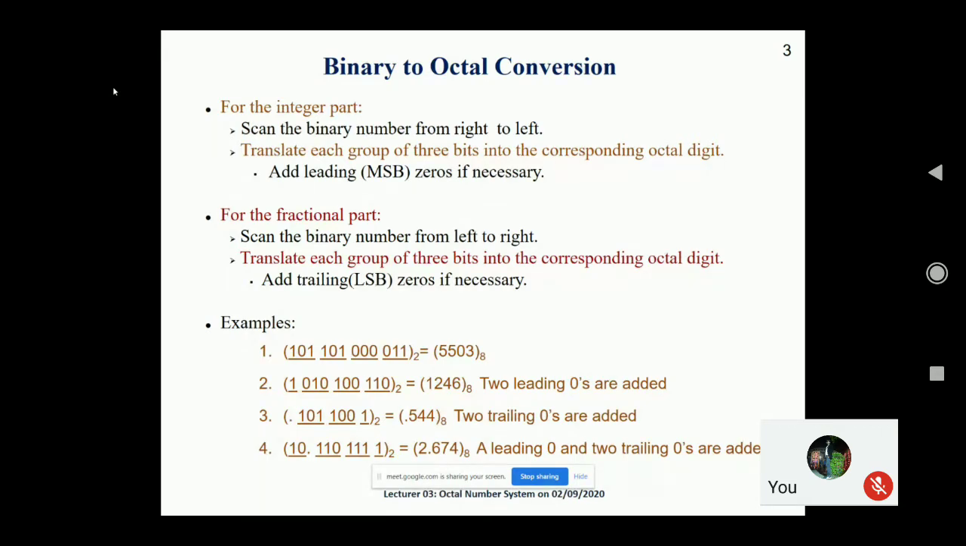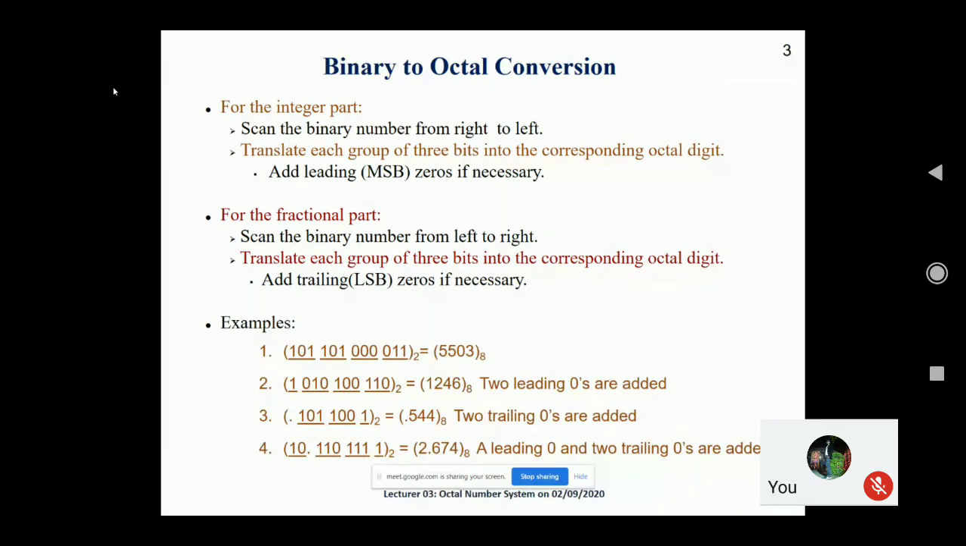And when converting, add leading MSB zeros if necessary. Sometimes we are unable to construct 3 bits, and in that case we add zeros on the MSB side. MSB means most significant bit. When writing any binary number, the leftmost side is called the MSB, and the rightmost side is called the LSB, the least significant bit. That is the rule for the integer part.